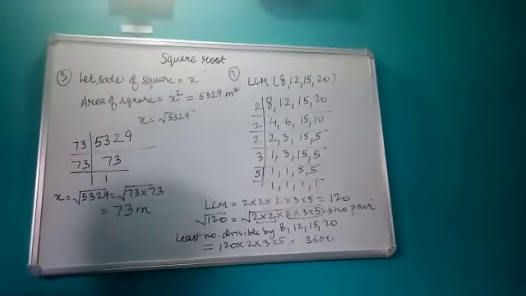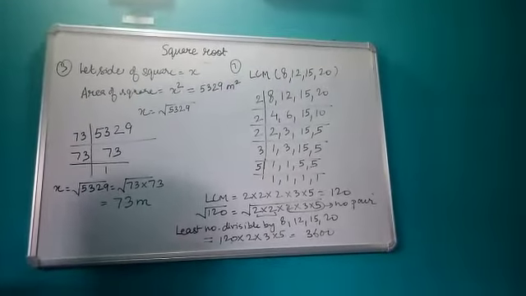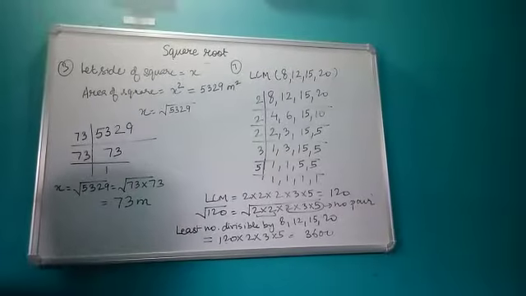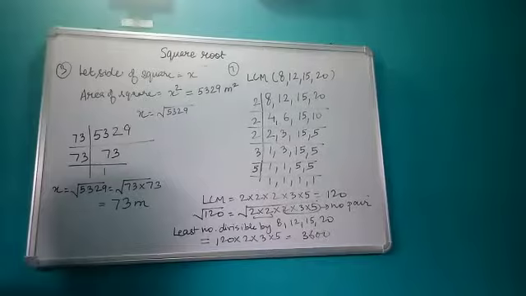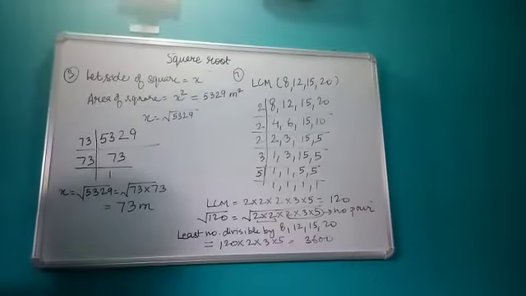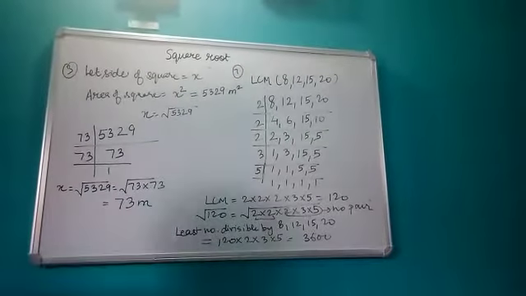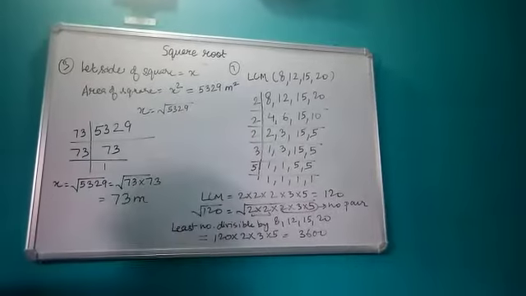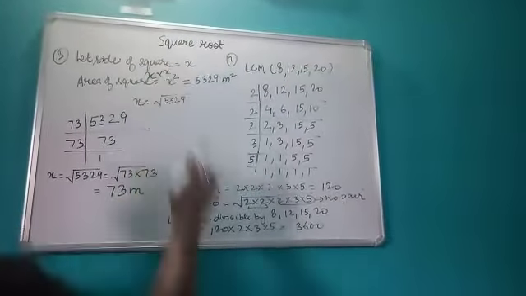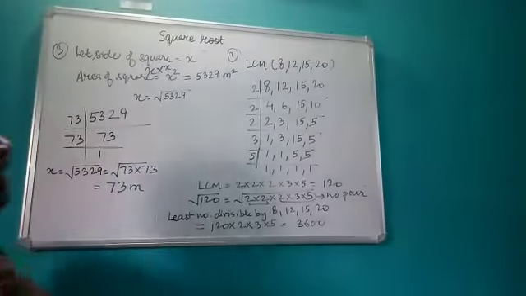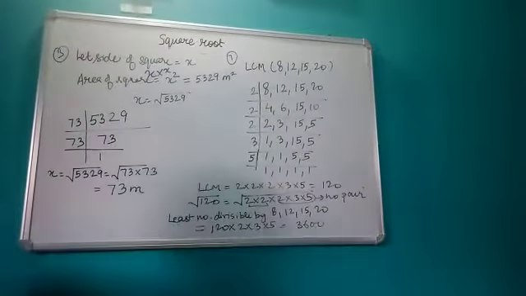Okay, now we will discuss the next set of problems in which the area of a square is given and we have to find the side of that square. So I have assumed the side of the square is equal to x. Now you already knew that the area of a square is side into side. That means the area of a square will be x into x, or x square. So x square is equal to 5329 meters square.